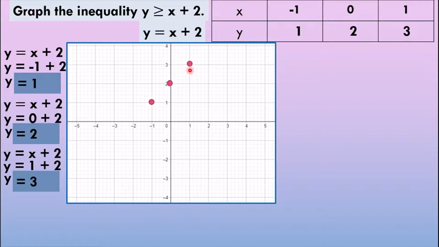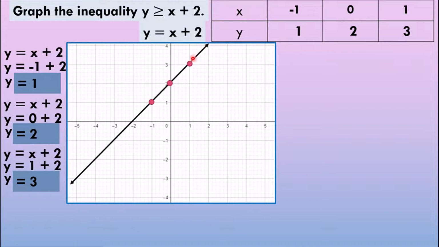Okay, then, after plotting the points, we can connect the points by a line. Draw a line to connect the points. So, we use a solid line. Why? Because the inequality sign is greater than or equal to. So, solid line yung ating boundary line na ginamit. Alright. So, meron na tayong graph. Okay?